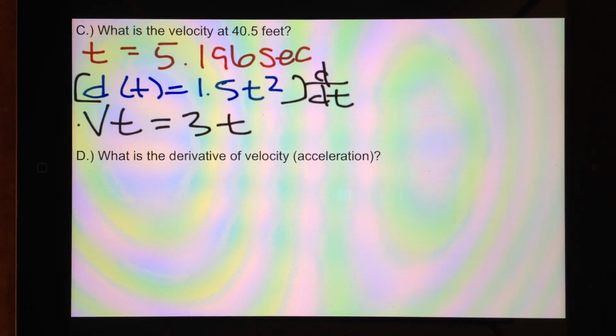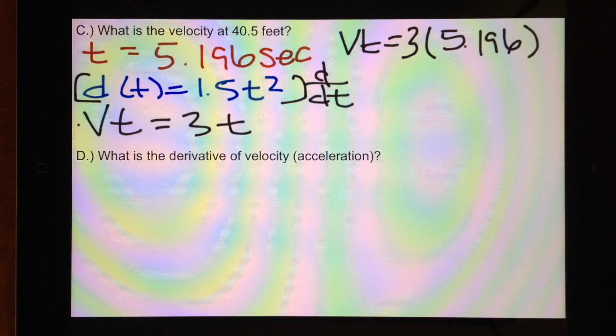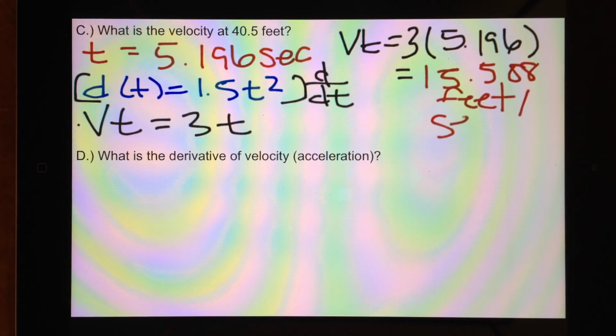But we aren't finished yet. Now we have to plug in our numbers. So we know at 40.5, we're again at 5.196 seconds. Now we have v of t equals 3 times 5.196 to find our velocity at 40.5 feet, which we have as our final answer, 15.588 feet per second.